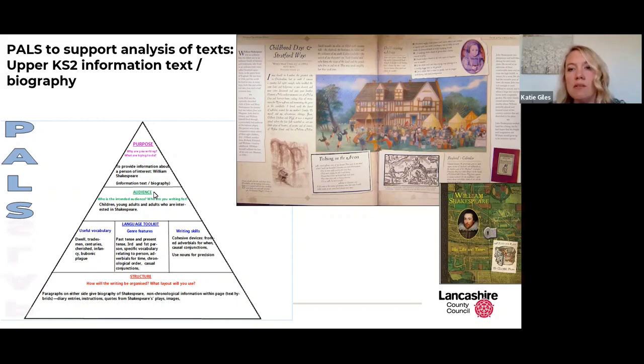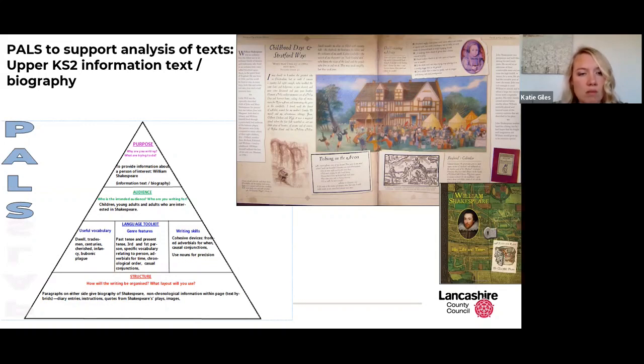So in terms of the language structures and how this information is presented, it could span from children all the way up to adults who are interested in finding information out about Shakespeare. Okay. So then when we start to focus in on the language toolkit, I have pulled out some useful vocabulary.